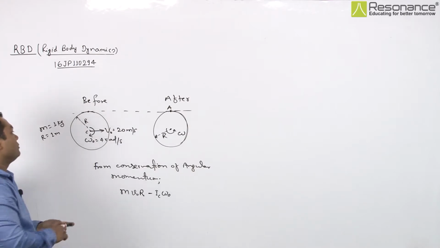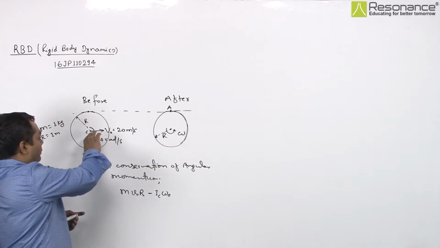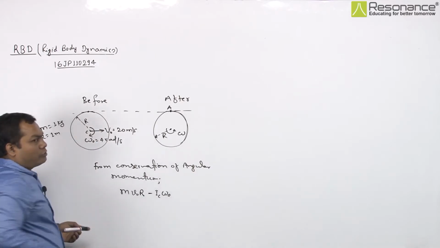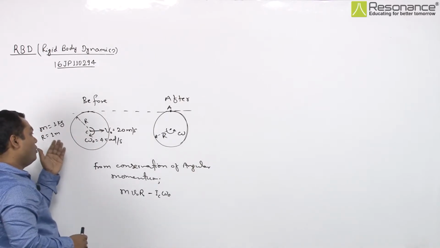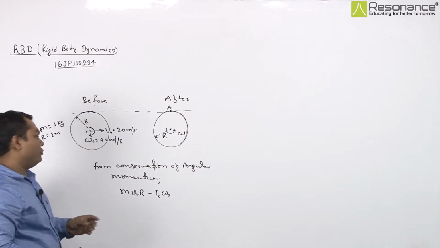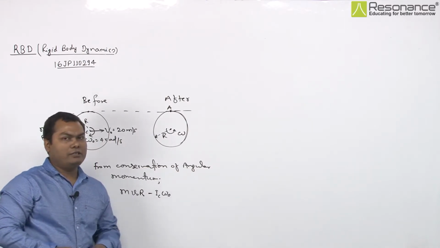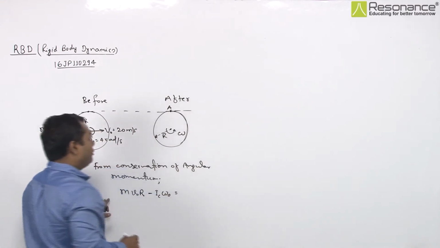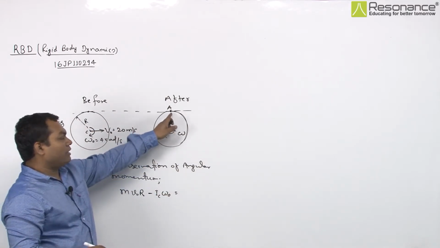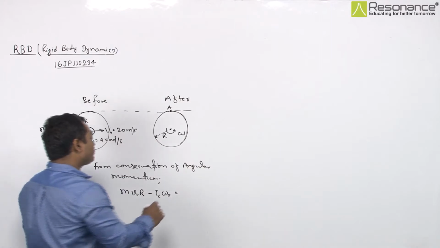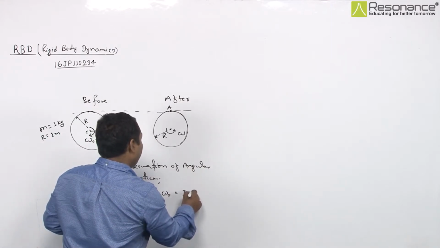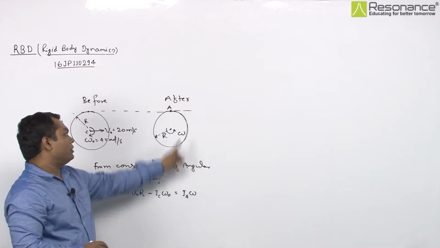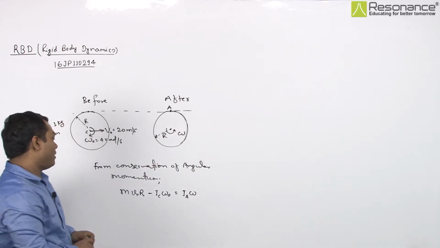Why? Because this omega is rotating in clockwise direction, so its direction is into the board. We take it as negative, so it will be minus I c omega naught. And the final angular momentum of this disk after being hinged at point A will be I a omega, where I is the moment of inertia about this point A.